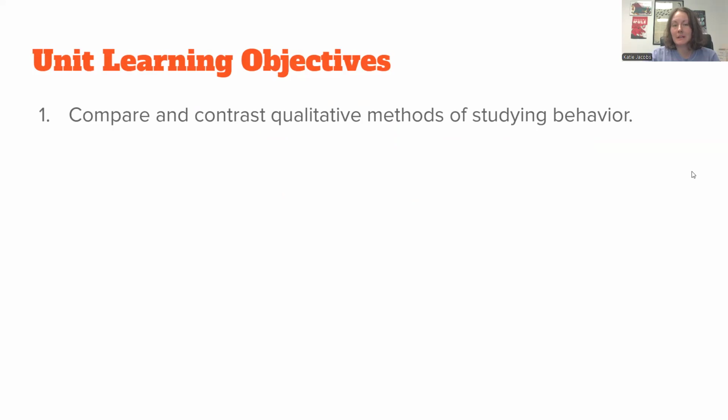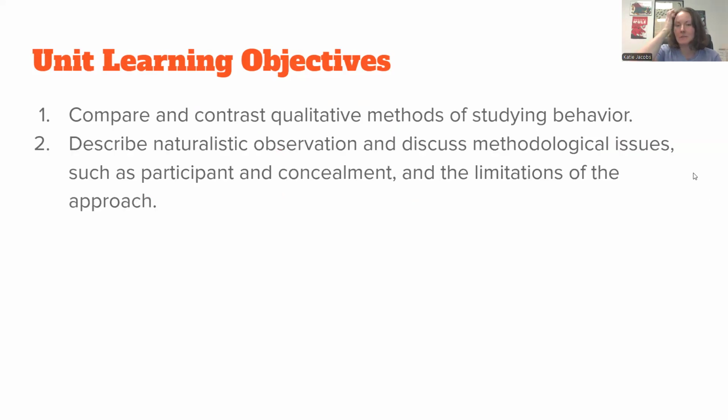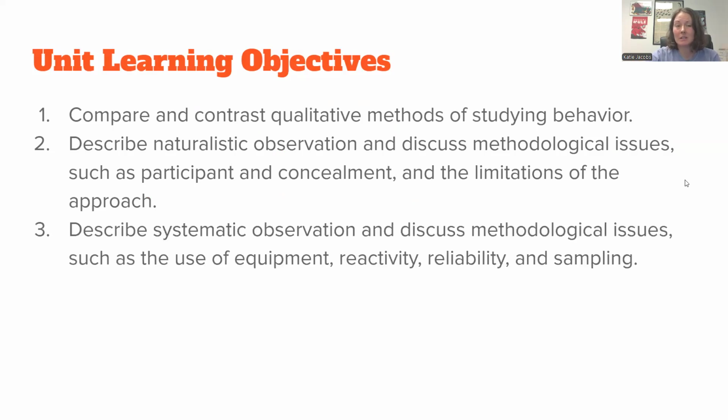I want you to be able to compare and contrast different qualitative methods of studying behavior that we'll talk about this week. I want you to be able to describe naturalistic observation and discuss methodological issues such as participant concealment and the limitations of this approach. I also want you to be able to describe systematic observation and discuss methodological issues such as the use of equipment, reactivity, reliability, and sampling.